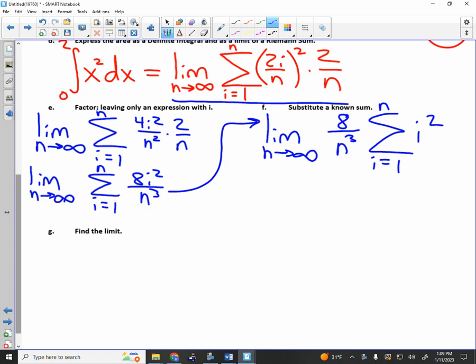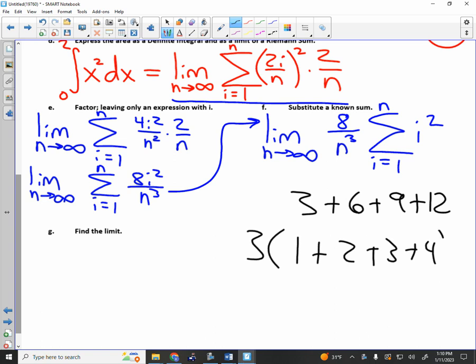I'm going to pause and let you do that because we need to transition. I know why we can do this, but it doesn't seem like we should. That's just a property with sums that you're allowed to do. So 3 plus 6 plus 9 plus 12, that's the same thing as 3 times 1 plus 2 plus 3 plus 4. That's basically what we did there, we factored that thing out, just like we did for the 3.